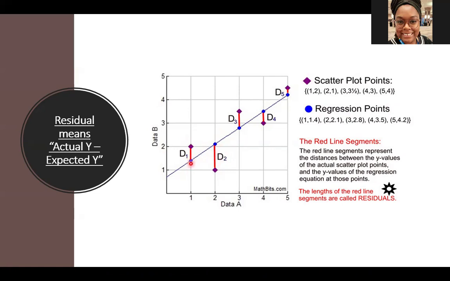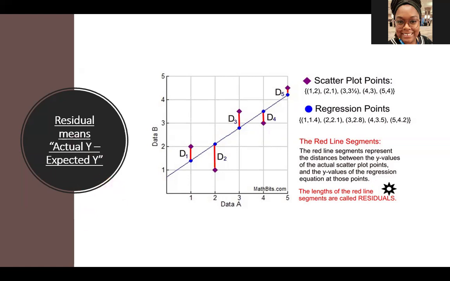The difference from our actual to our predicted or our expected, that's called our residual. Our residual tells us how accurate our regression model is for the data that we have. On your paper, where it says residual means, you're writing actual y minus expected y. Everyone found it? Everyone's good?